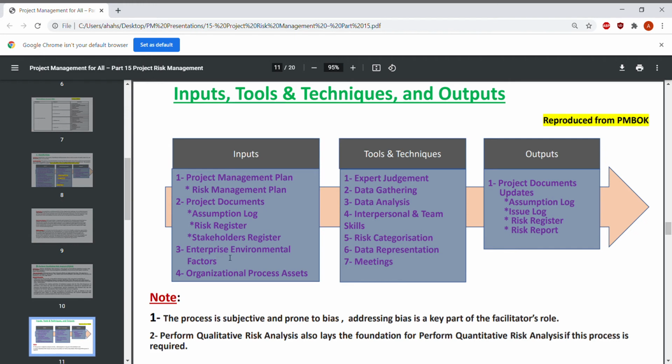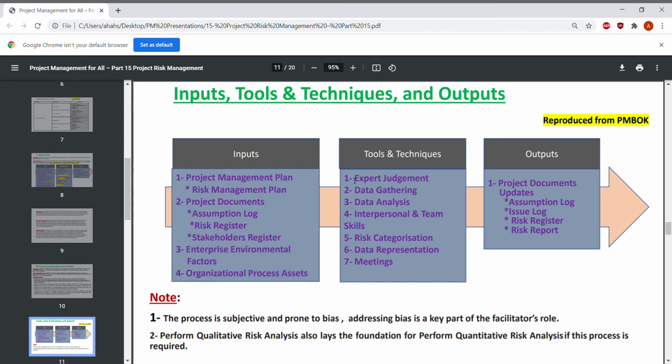The inputs, tools, and techniques for this process are depicted in this figure. So the inputs are the project management plan, which includes the risk management plan, which was developed in the first process, which is the plan risk management. Then the second input is the project documents, which include the assumption log and the risk register and the stakeholders register. The third one is the enterprise environmental factors, and the fourth one is the organizational process assets.